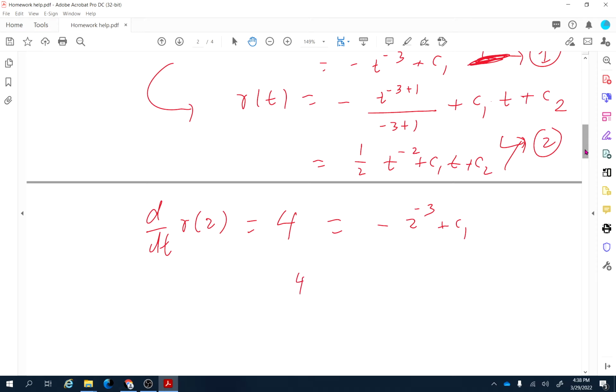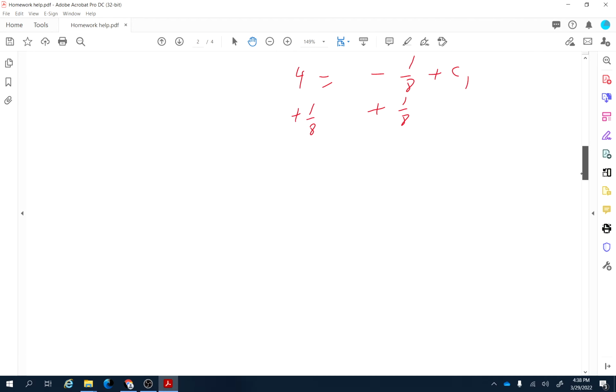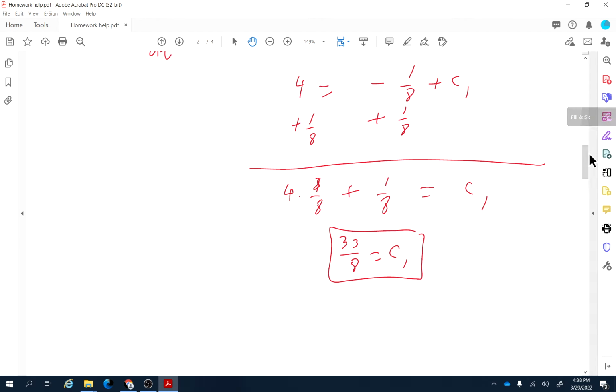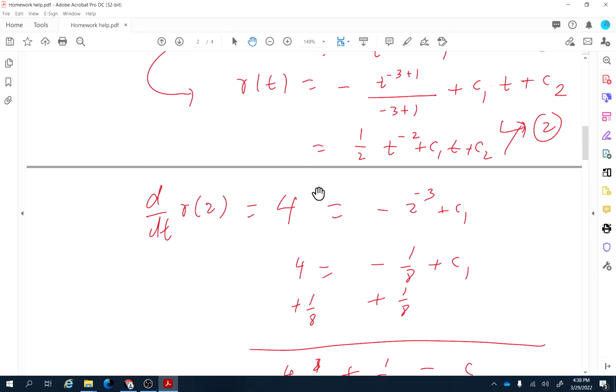Now if you simplify this, it will help you find c1. So this is 4 equals negative 1 over 8 plus c1, and just add 1 over 8 to both sides, and that will give you the value of c1. So 4 plus 1 over 8, I'm just making the same denominator, that's c1. 8 times 4 is 32 plus 1 is 33, divided by 8, equals c1. So that's the value of the first constant c1, using the initial condition of the first derivative.